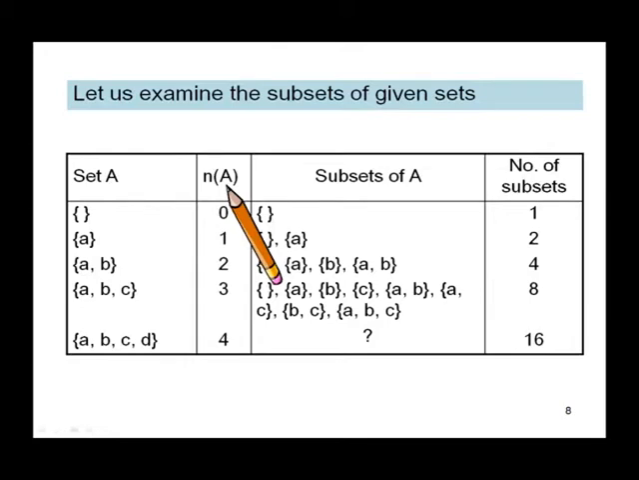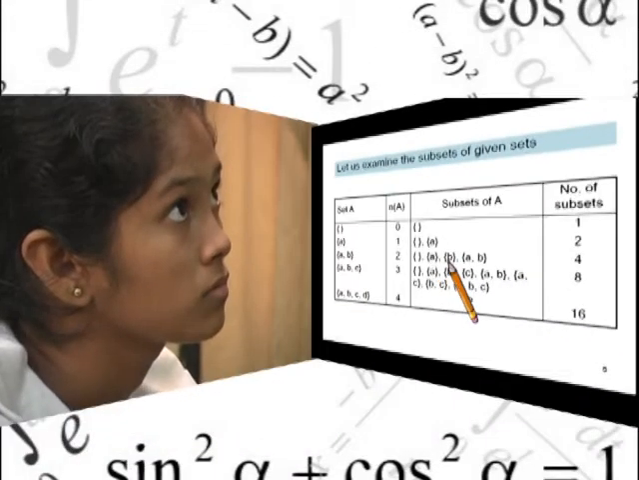Set A, number of elements in the set A, subsets of A, number of subsets. Empty set, no element. The subset of A would be an empty set. Number of subsets, 1. Set A, {a}, number of elements, 1. Subsets, empty set and the set itself, 2 subsets. Set A, {a, b}, 2 elements, 4 subsets. Subsets are the empty set, {a}, {b}, and {a, b}.